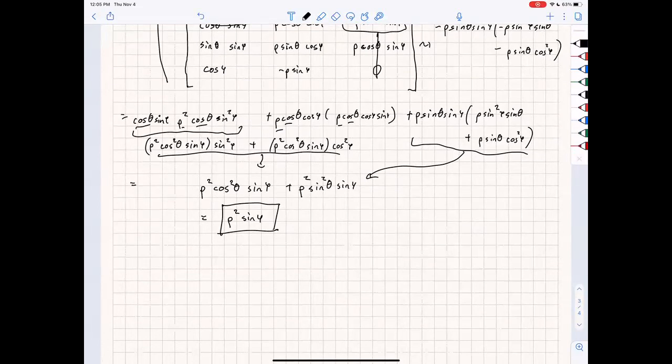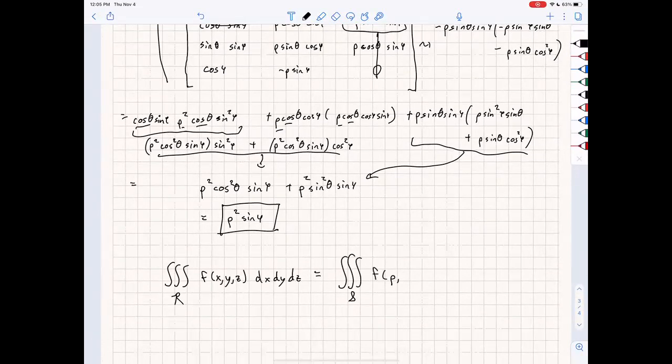But there it is. And now we have our formula. Integral of f dx dy dz. Questions? It's equal to the integral over whatever spherical system we have of f of rho, phi, theta, but now we add the absolute value of the Jacobian.